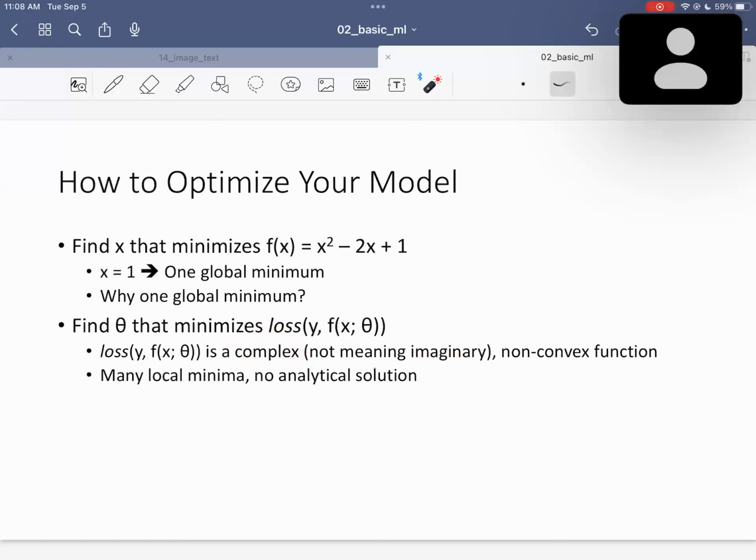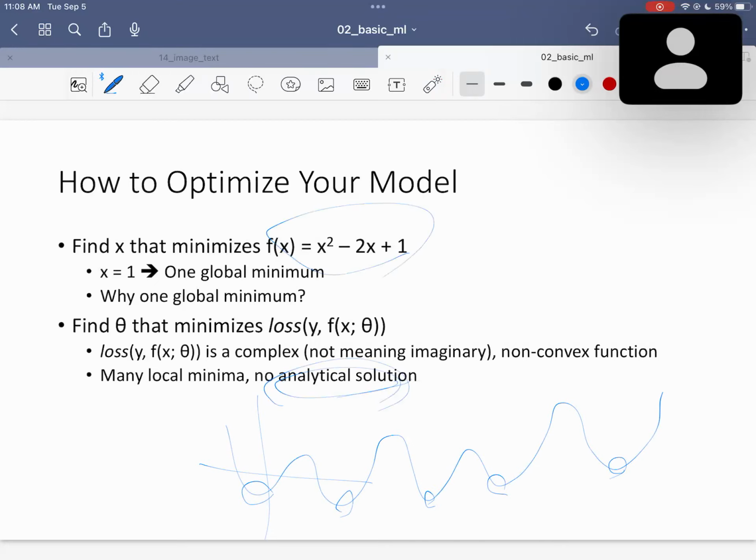The mathematical form of your loss function will be very, very complicated. And typically it's a non-convex function. So we don't know whether there is only one global minimum or not. There could be many, many local minima. Local minima meaning, if your function looks like this, then there's local minima here, here, here, here, here, right? So there are many local minima, and there's no analytical solution.